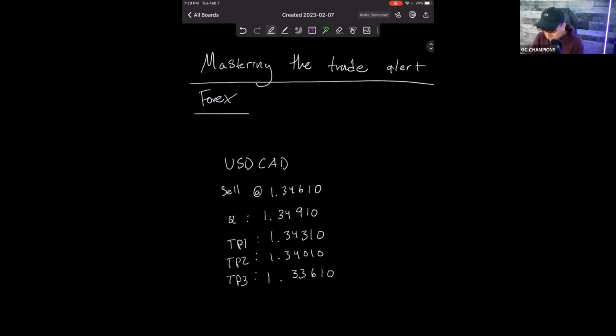So this would be an alert that we were sent, and this actually is a real life alert that they gave us. I think there's 7, but let's see exactly. There's 7 different things to look out for. Number 1 is the currency pair. In this case, the currency pair is the US dollar Canadian.